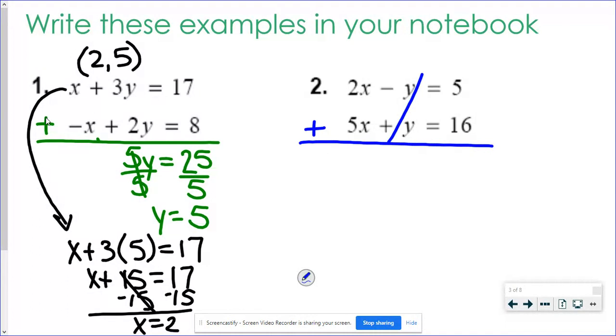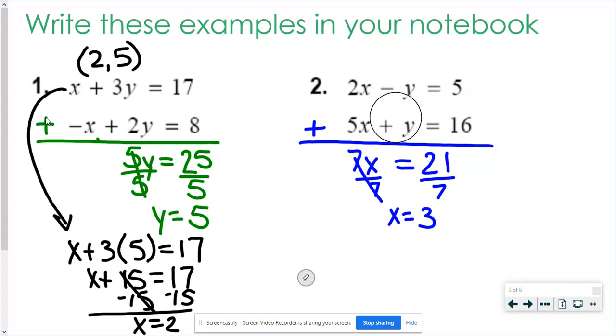So I have 2x plus 5x is 7x, and 5 plus 16 is 21. So we can solve for x, and x is going to be 3. Now, when I'm looking for the y, again, I'm going to erase this one that I drew through here to make it easier to see that that got canceled out. One of these equations has a negative y, and the other one has a positive y.